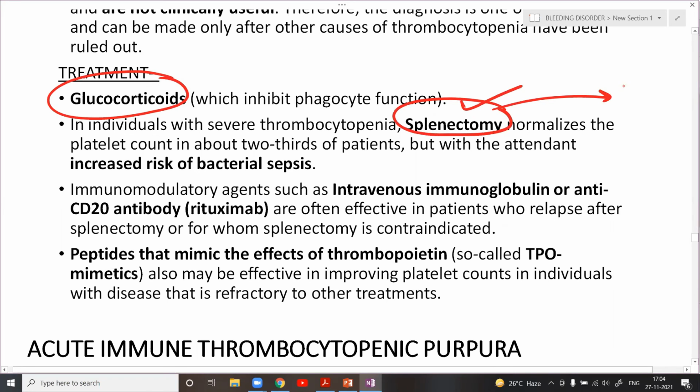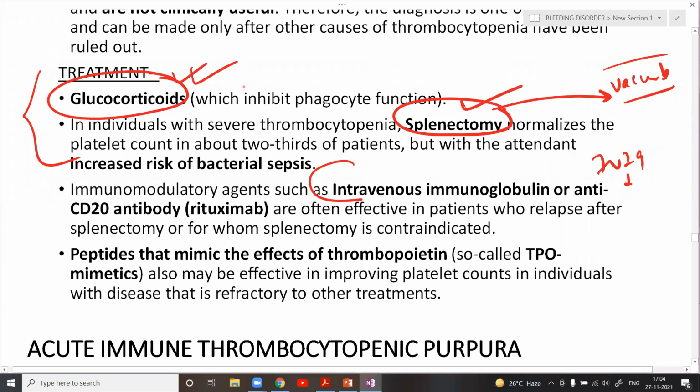Before you do splenectomy, you should vaccinate the patient with 2 vaccines. I have told this in sickle cell anemia also, so I'm not repeating it once again. You can give IVIG, which is antibodies formed against your antibodies. These are used only in those cases where these two things do not work. Usually we use glucocorticoid as the most common and first line of management. And lastly, you can give thrombopoietin mimics. TPO mimetics can be given, which cause increased thrombopoiesis.